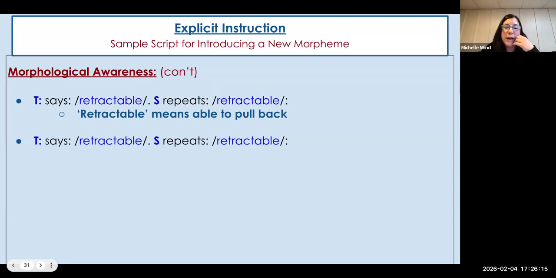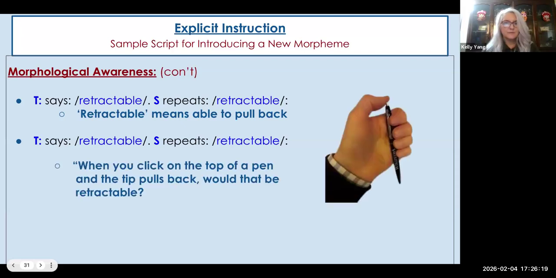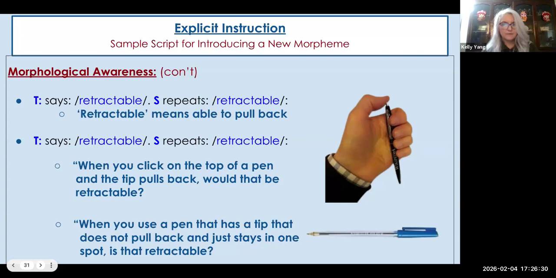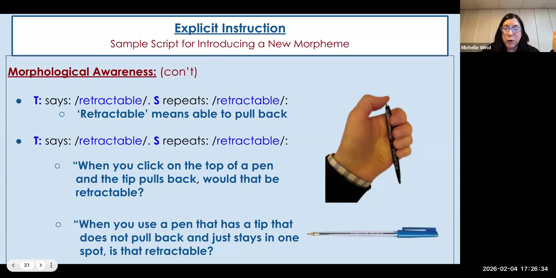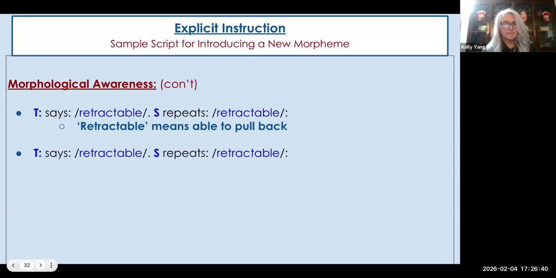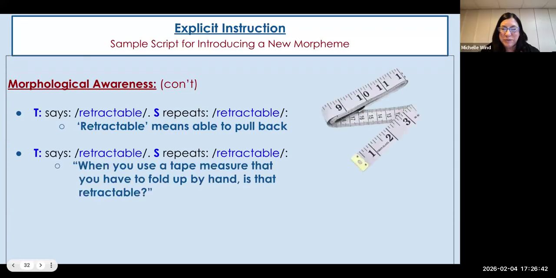So Kelly, say retractable. Retractable. Good. Retractable means to pull back. When you click on the top of a pen and it pushes back in, would that be retractable? Yes. Okay. Say retractable. Retractable. What if you use a pen that the tip does not pull back and stays in one spot? Would that be retractable? No. Okay. All right. Say retractable.